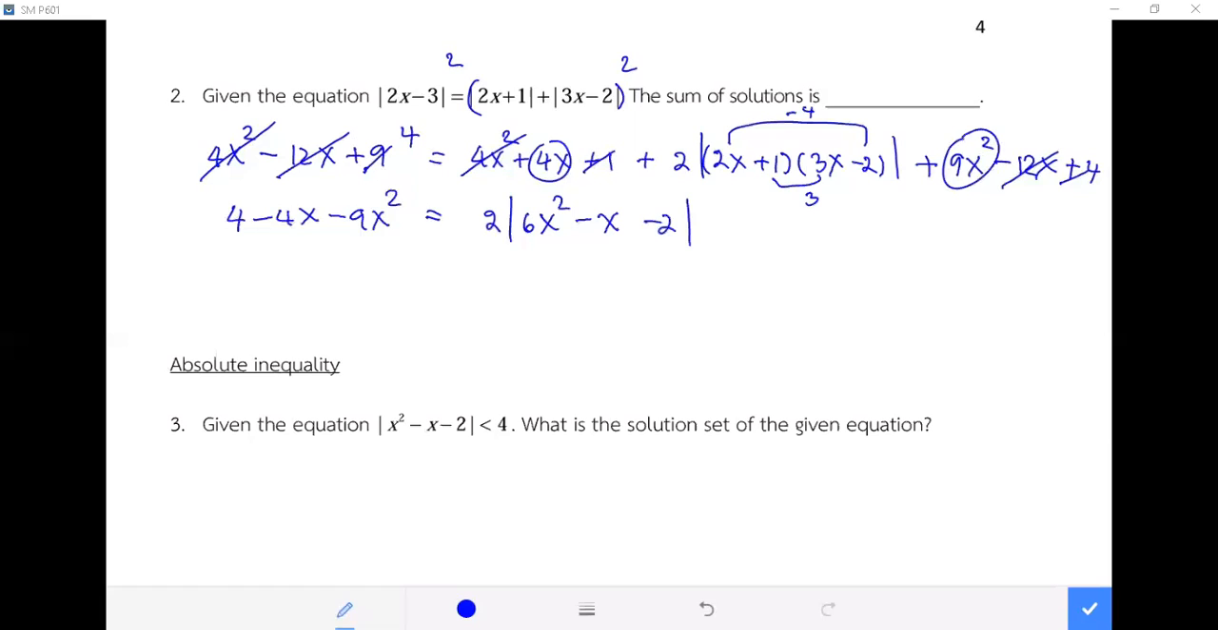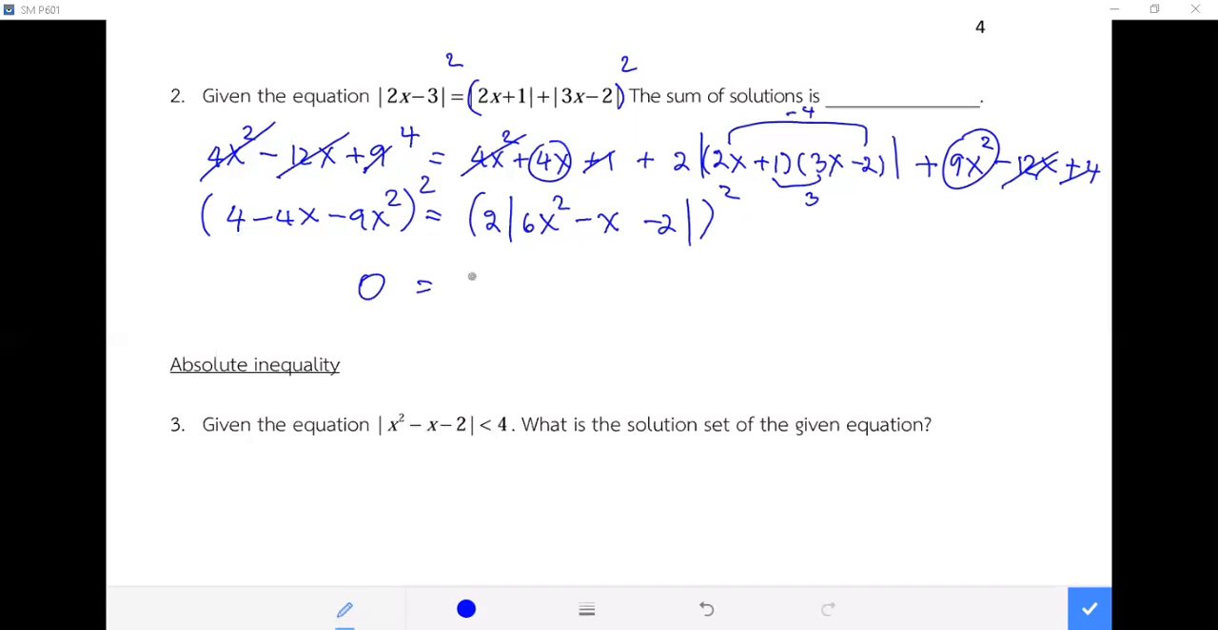Okay. Now you square them up on both sides again, and this time the absolute is gone. But you don't want to expand them out. You should move them to subtract. Use the difference of 2 squares, right?